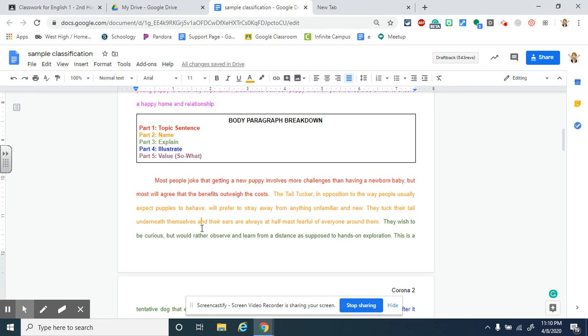Most people joke that getting a new puppy involves more challenges than having a newborn baby, but most will agree that the benefits outweigh the cost. So our topic sentence for our very first body paragraph is kind of generic because we haven't talked about any puppies yet, so it's kind of general.